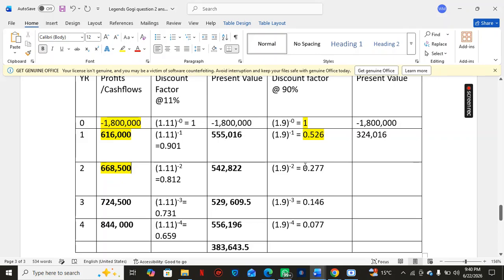668,500 multiplied by 0.277. 724,500 multiplied by 0.146. 844,000 multiplied by 0.0077.